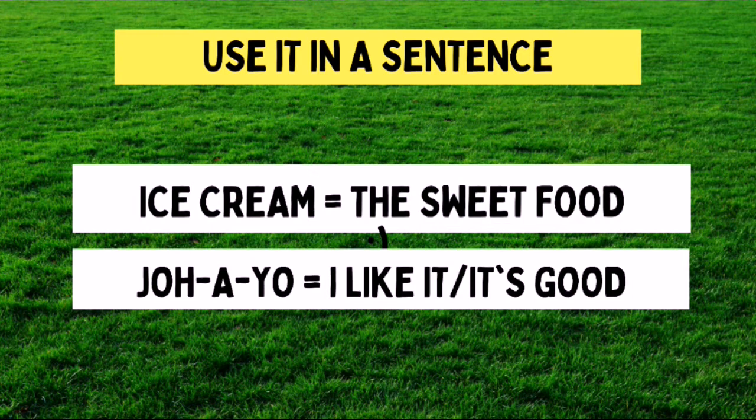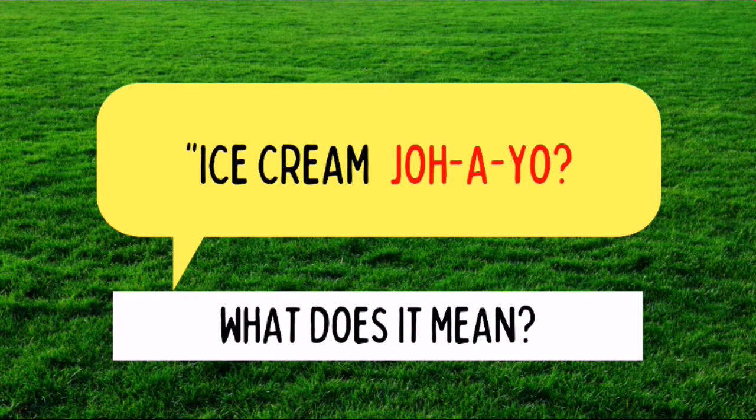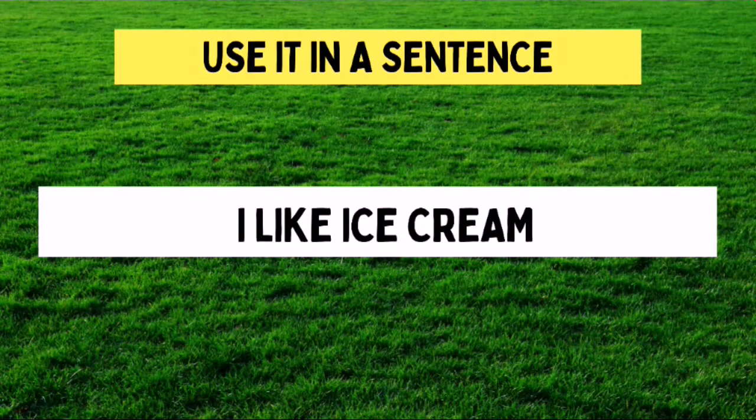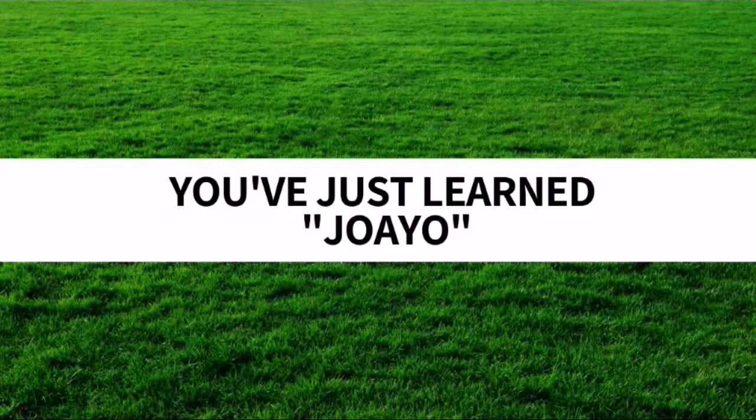The second part of the sentence is JOAYO. And since this is our word for today, we already know that it means I like it or it's good. So if these two parts are combined, it would result in a sentence that means I like ice cream or ice cream is good. If we use this as a question, it's the same as asking, do you like ice cream? But if we use this as a declarative sentence, it would mean I like ice cream. And with that, you've just learned JOAYO.